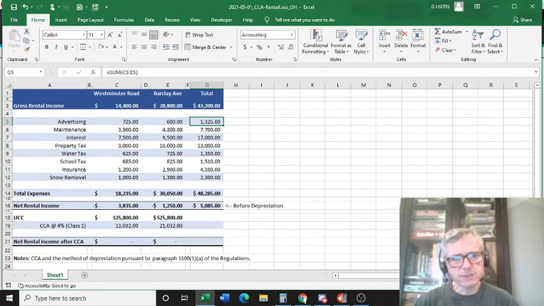Property tax, complete total is $13,000. Water tax, $1,350. School tax, $1,510. Insurance, $4,100. Snow removal, yep, we do live in Canada, $2,300. Total expenses are greater than gross rental income. What does that mean? We have a loss, a rental loss.